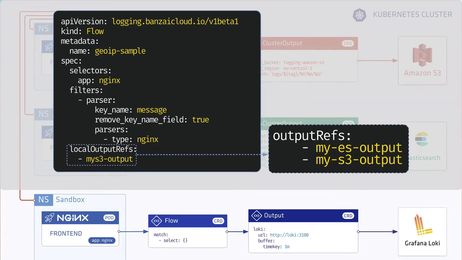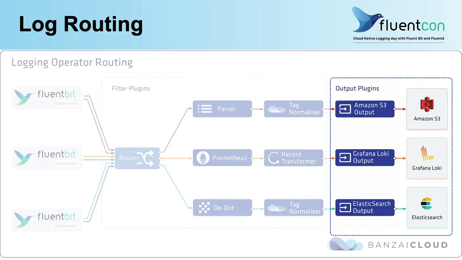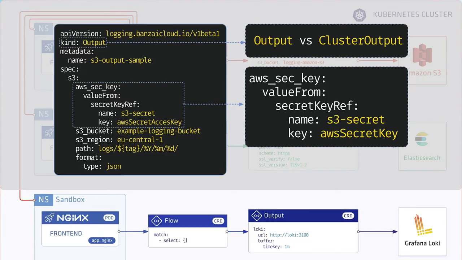The last section of the flow custom resource is the output reference. You can define local output for outputs in a namespace or global outputs for cluster output resources. It is possible to define more than one output for a flow. There is one missing piece of the logging pipeline. We need to define the outputs as well. Similarly to flow and cluster flow, there is an output and cluster output. When you configure the output parameters, you can inject sensitive data from Kubernetes secrets. You just need to refer to them like you would do in a pod definition.